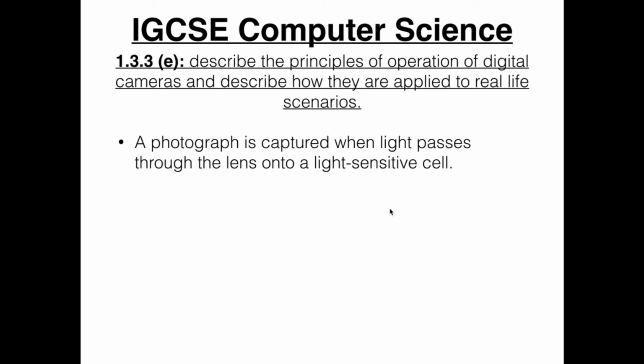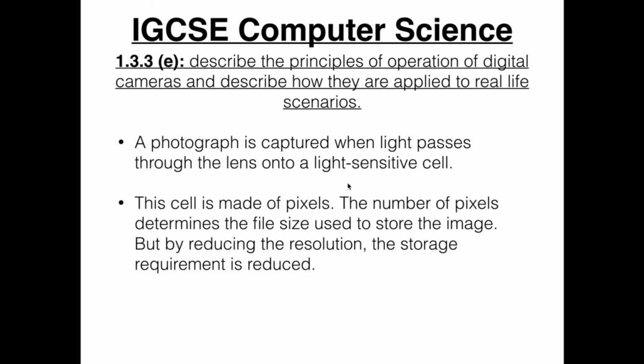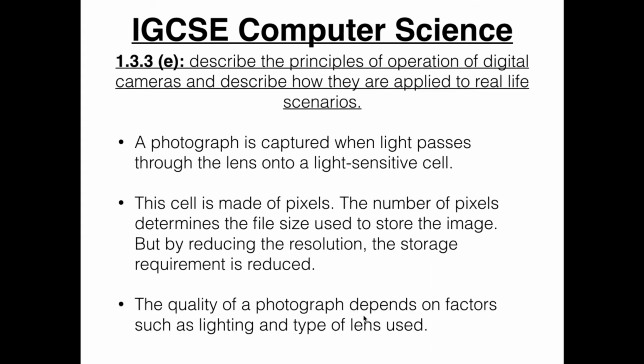So a photograph is captured when light passes through the lens onto a light-sensitive cell. This cell is made of pixels. The number of pixels determines the file size used to store the image. Did we actually go through files? Yeah, I think we did, back when we were looking at the third subtopic of topic 1. By reducing the resolution, the storage requirement is reduced. The quality of the photograph depends on factors such as lighting and the type of lens used.